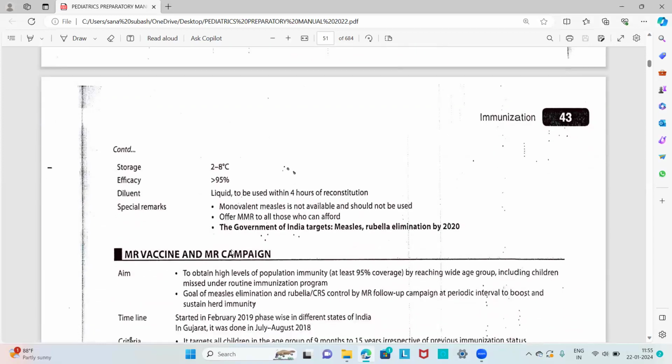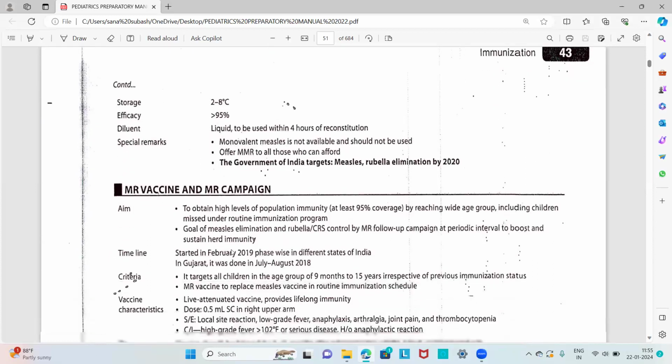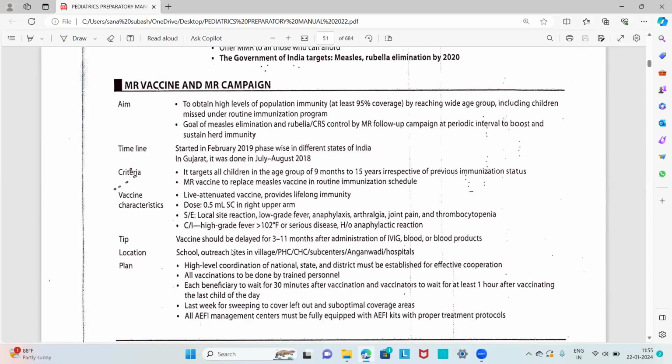Then storage at 2 to 8 degrees Celsius. Then the diluted liquid is to be used within 4 hours of reconstitution. So that's all about the MMR vaccine.